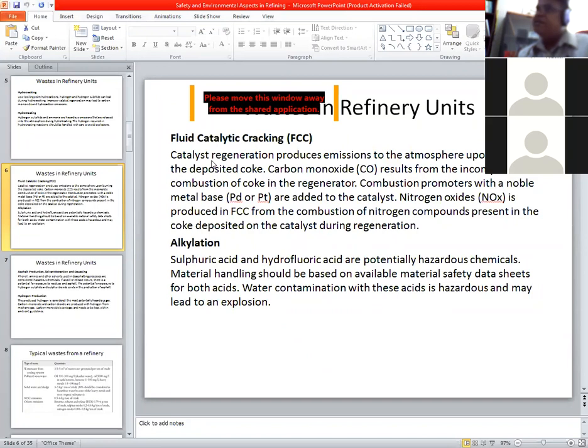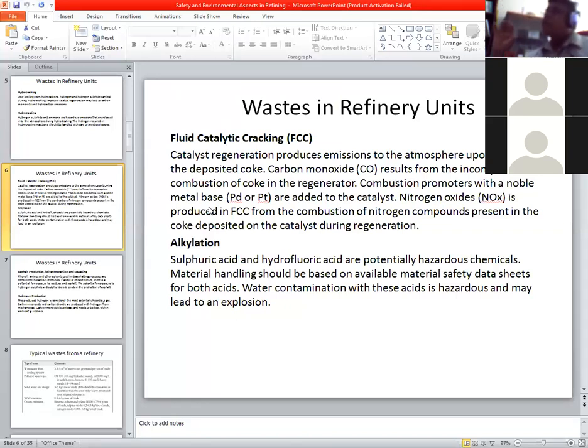continuously regenerated, because in the fluidized catalyst, whatever the surface of the catalyst, it can be blocked. It can be blocked with coke. So this coke has to be removed. So how are we removing it? You might recall that we applied hot air, meaning combustion.